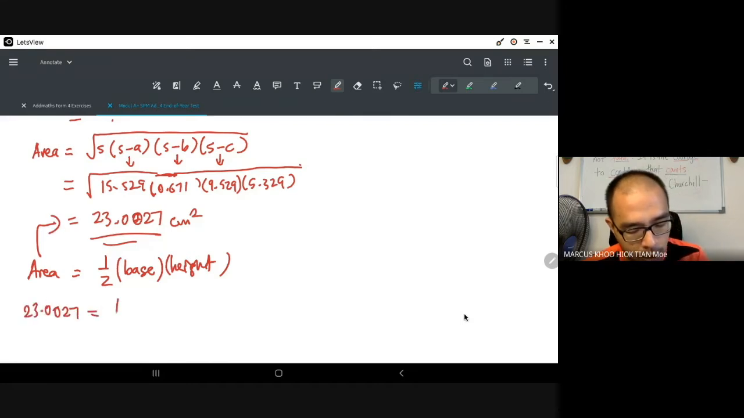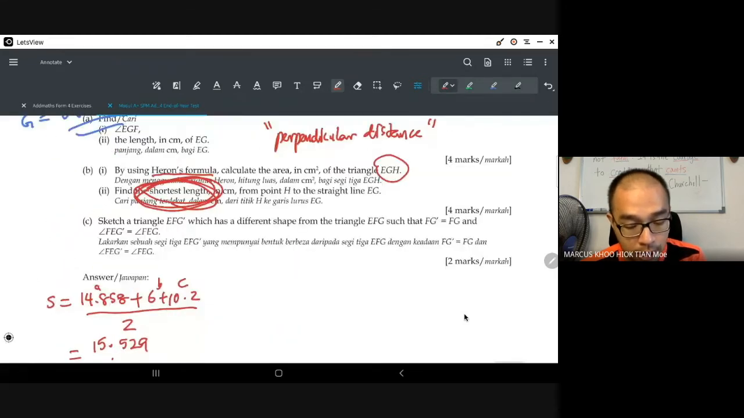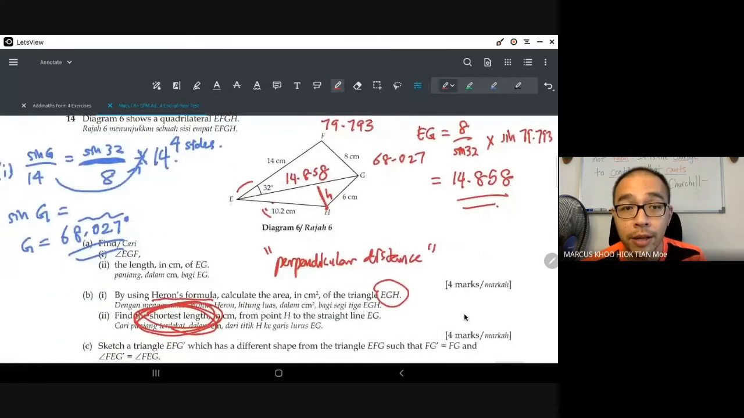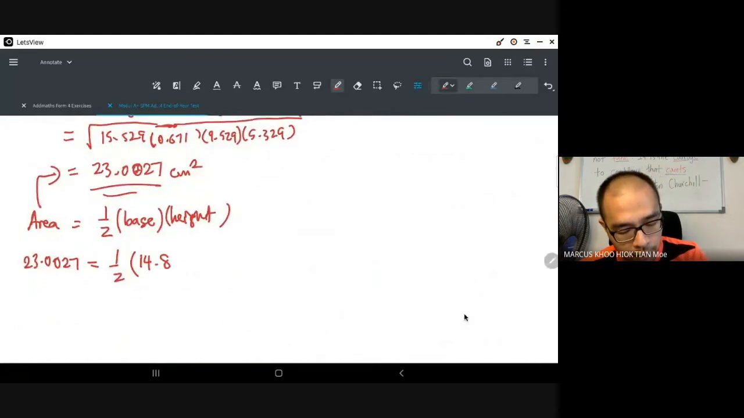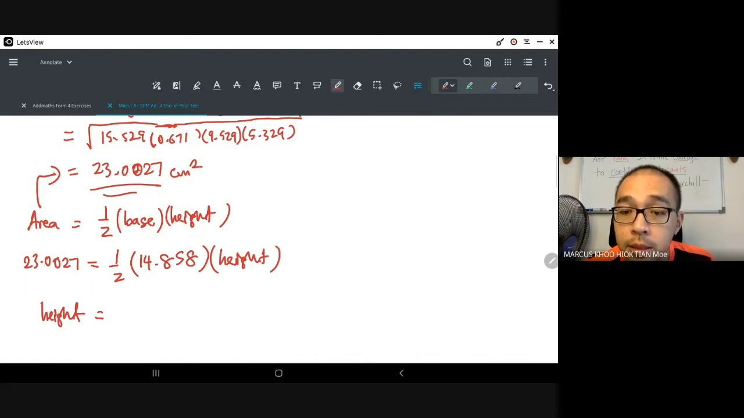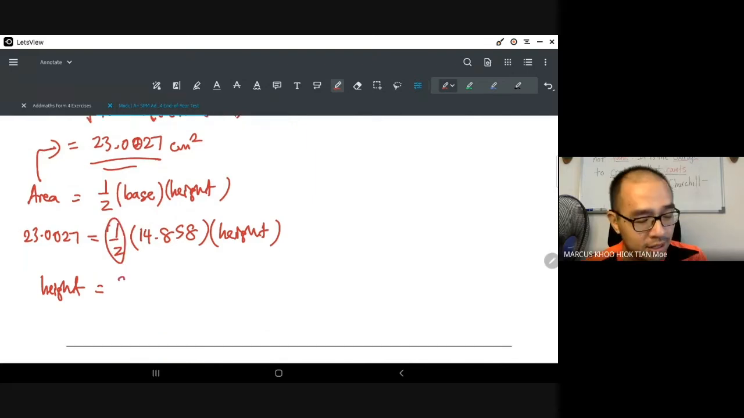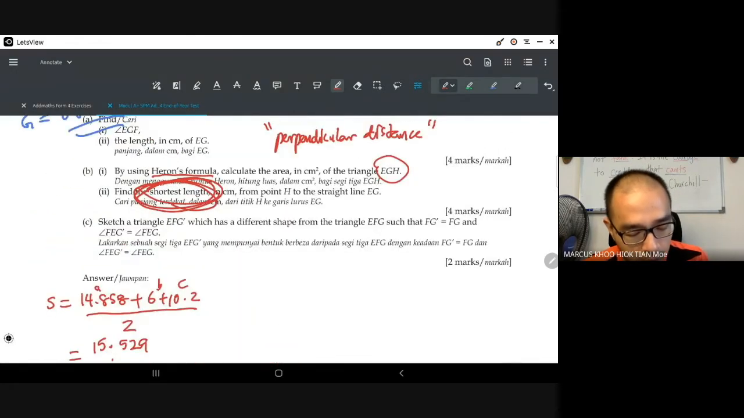23.0027 times half. What is our base? Our base is 14.858. 14.858 times the height. Okay, Charlotte, can you count the height for us, please? Oh, Charlotte's not here. Okay, Michi, height 3.097. Okay, cm lah. I don't need to worry about the cm. Okay, all right. Now let's go to this one.